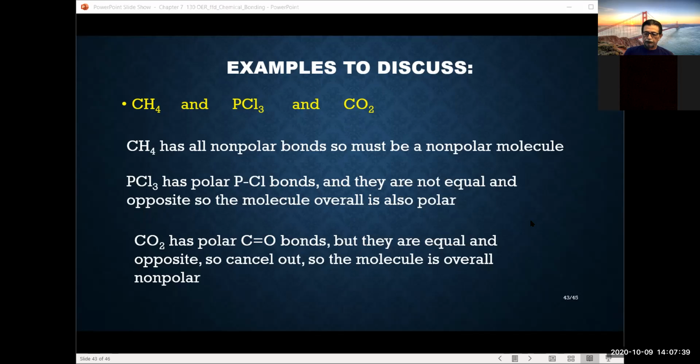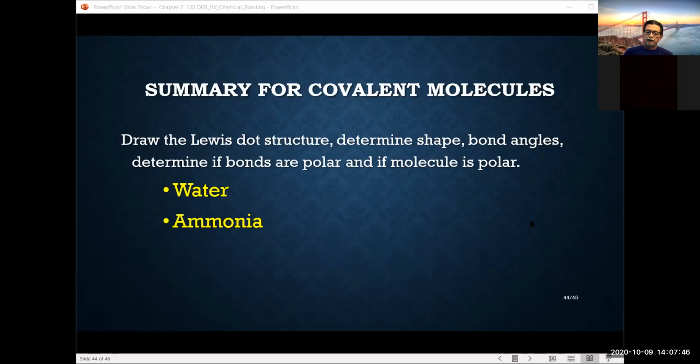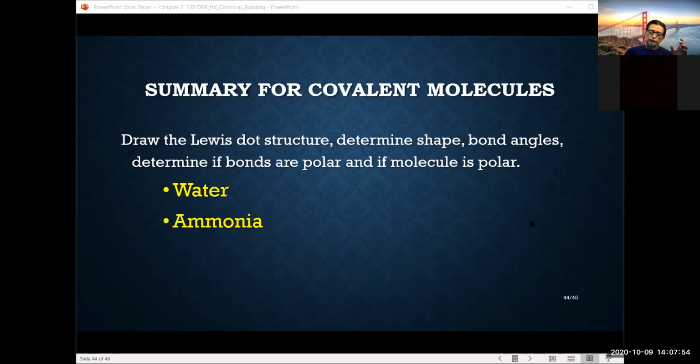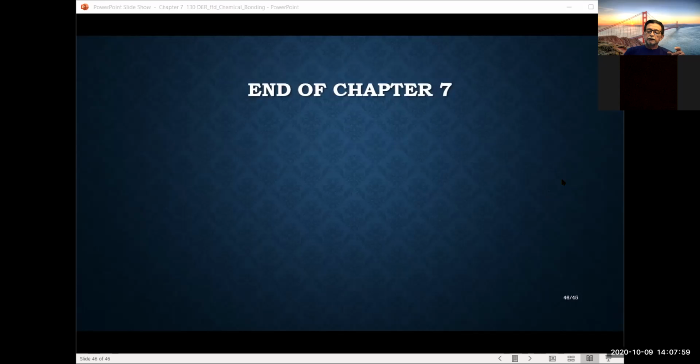Carbon dioxide, we talked about that, polar bonds, but they cancel each other out. So overall non-polar, okay? So we did water already, we did ammonia, we did those 2. All right. Guess what? Congratulations, you're done with chapter 7.